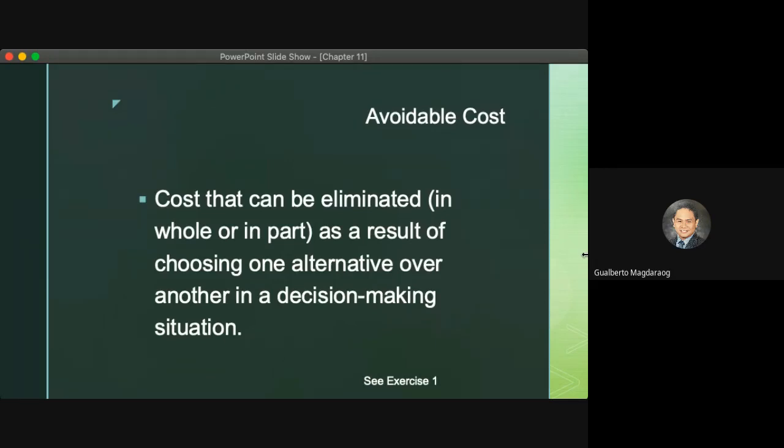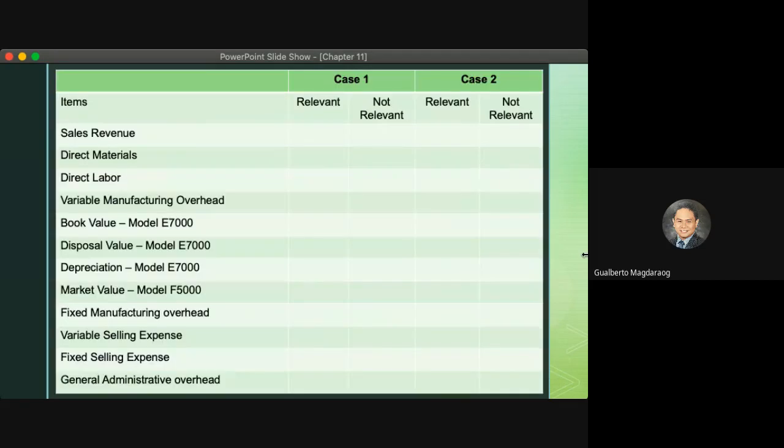Okay, I have here C exercise 1. If you have your book with you today, at this moment, kindly go to page 303, and let's try to answer exercise 1. Okay, the exercise says we have to determine which are relevant and which are irrelevant costs.